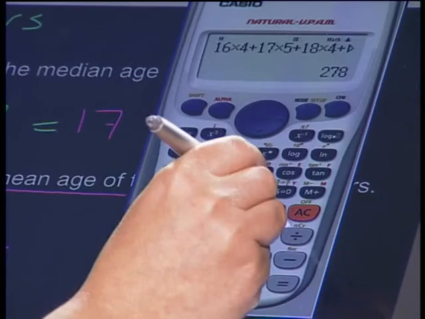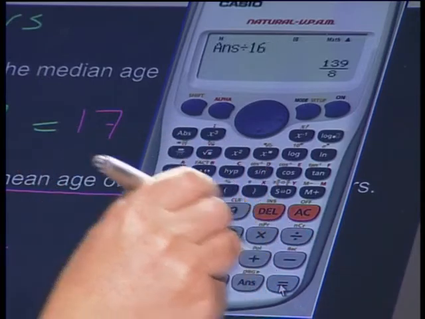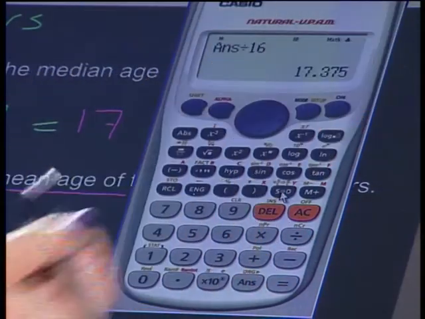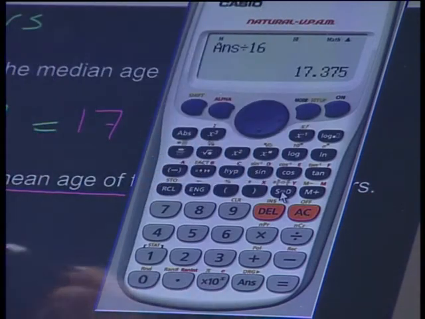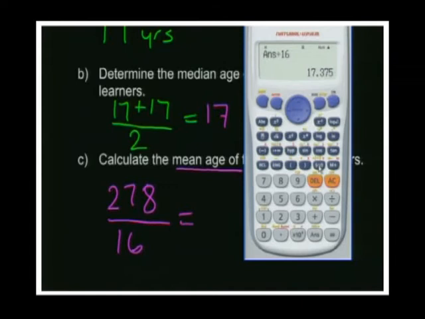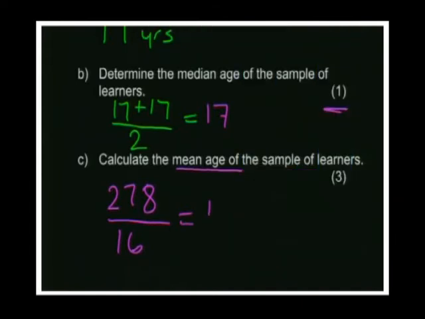Do that on the calculator. 278 divided by 16 equals 17.375. If they don't tell you otherwise, round off to 2 decimal places. So I'm going to say 17.38 is going to be my answer. So 17.38 years.